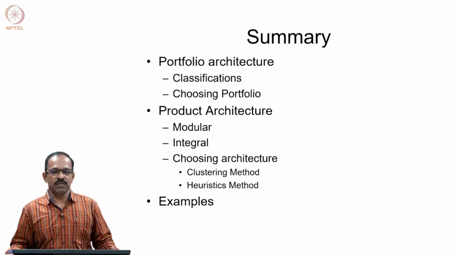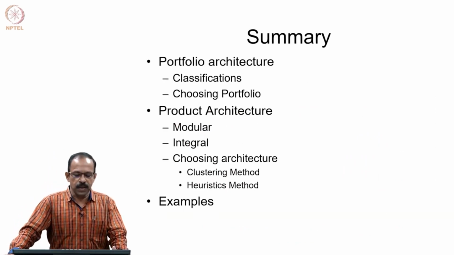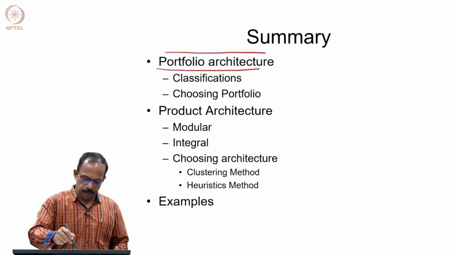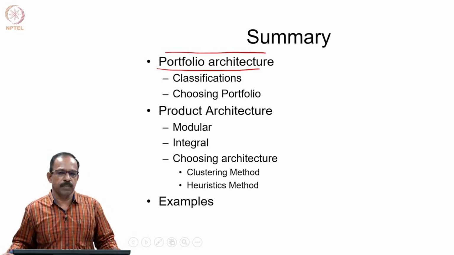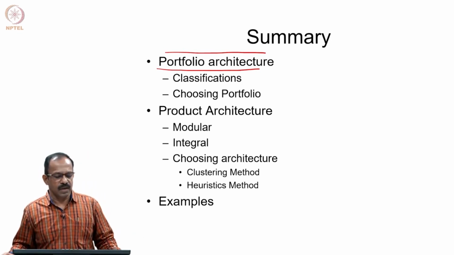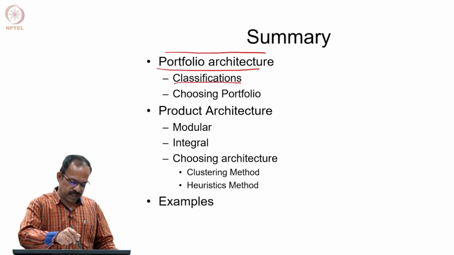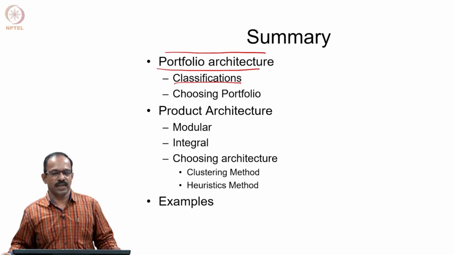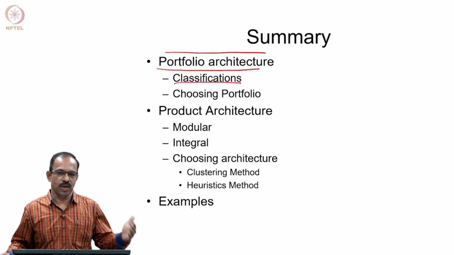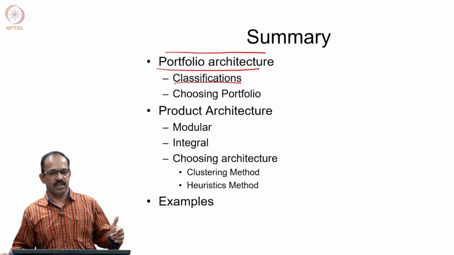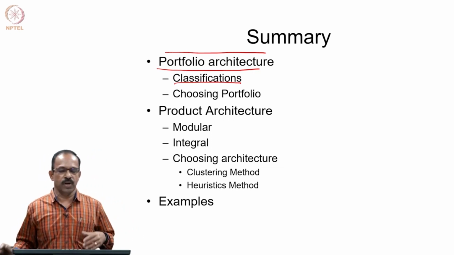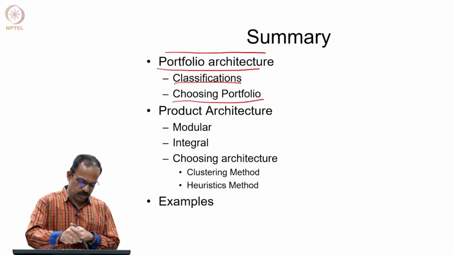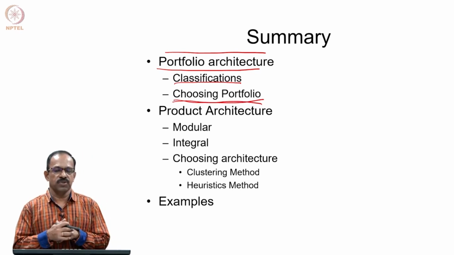So, to summarize whatever we discussed in the last few classes, we started with the portfolio architecture, and then we saw what are the different portfolio architectures existing, and the classifications of portfolio architecture, basically based on the modules or the integrated one, or I mean unshared architecture or modular architecture, and within the modular architecture what are the different possible options like modular family, modular generation, etc. And then we saw how we actually choose the portfolio based on the customer's requirement.